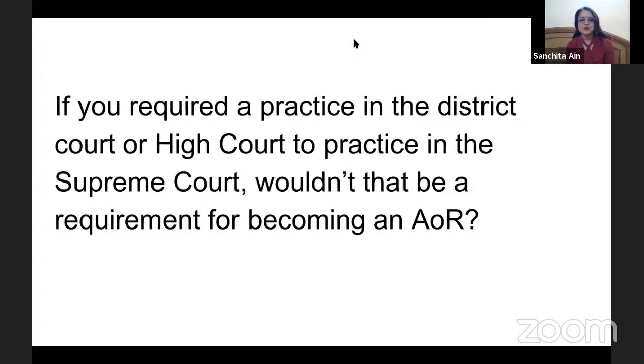That's not the requirement. What's the requirement? 4 years of experience in any court and 1 year of experience of training under any AOR. That's it.